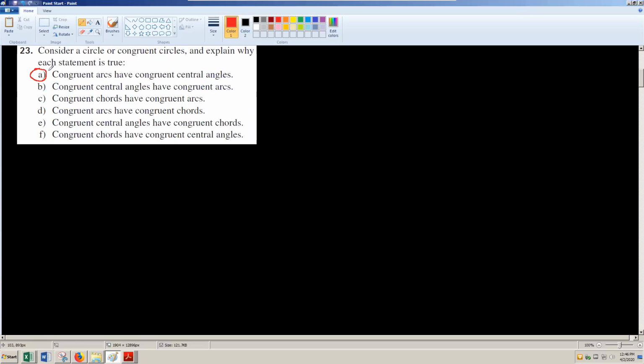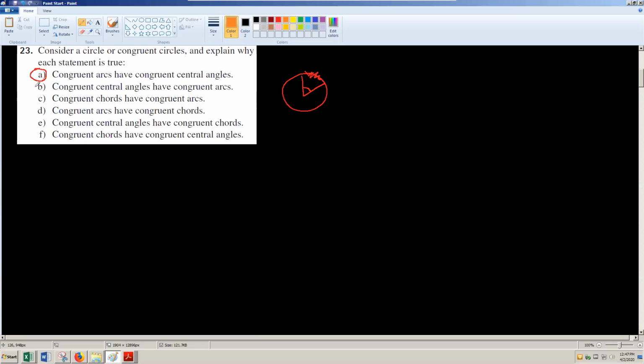So the first one we'll do, congruent arcs have congruent central angles. Well, anytime I'm given an arc, it is the same measure as my central angle, and that's by definition. So if you wanted the super long version, we'd say something like the measure of an arc equals the measure of its corresponding central angle, therefore congruent arcs have to have congruent central angles. Something along those lines would be what we're looking for here.